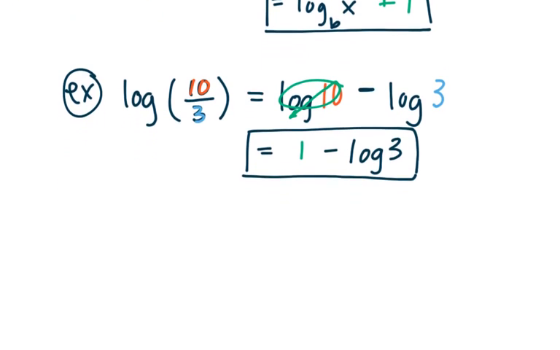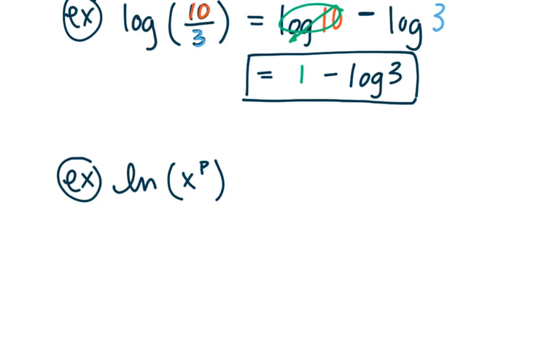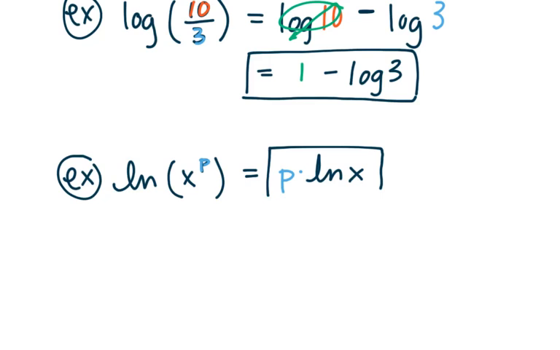And then our third property, if we illustrate that with an example, the natural log of x to the p. Looking at this, I have a logarithm and the argument is raised to a power. If I use my power rule of logarithms, I can take the p in front and multiply it by ln of x. And this is as far as we can simplify here.